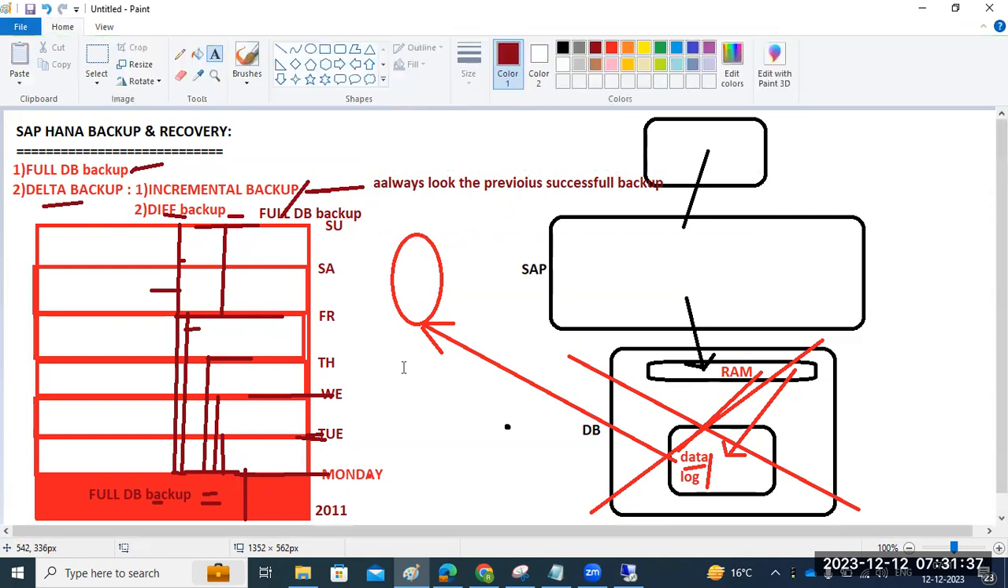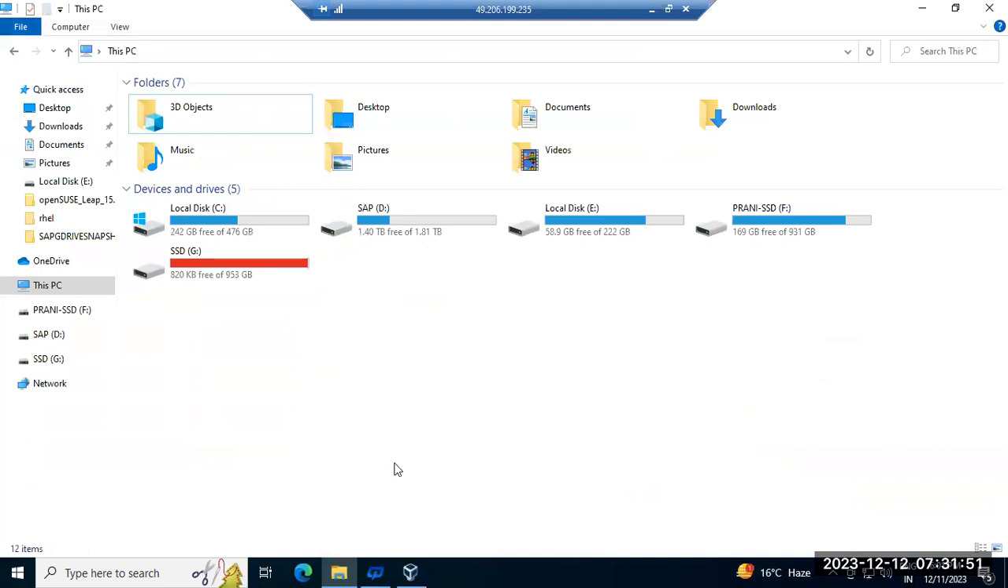Now, how do we take these backups? From Studio we can take the backups, or with OS level commands, or we can also use HANA Cockpit. Studio is very useful and everyone uses it, so let's talk about Studio only.